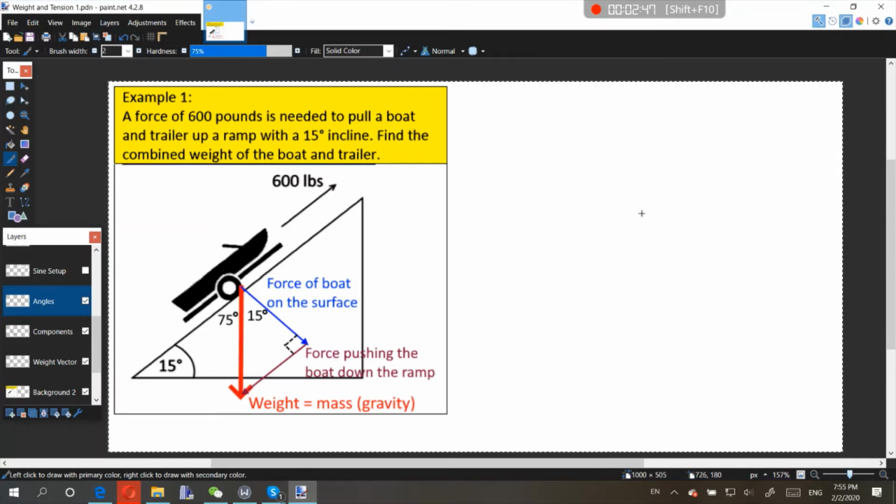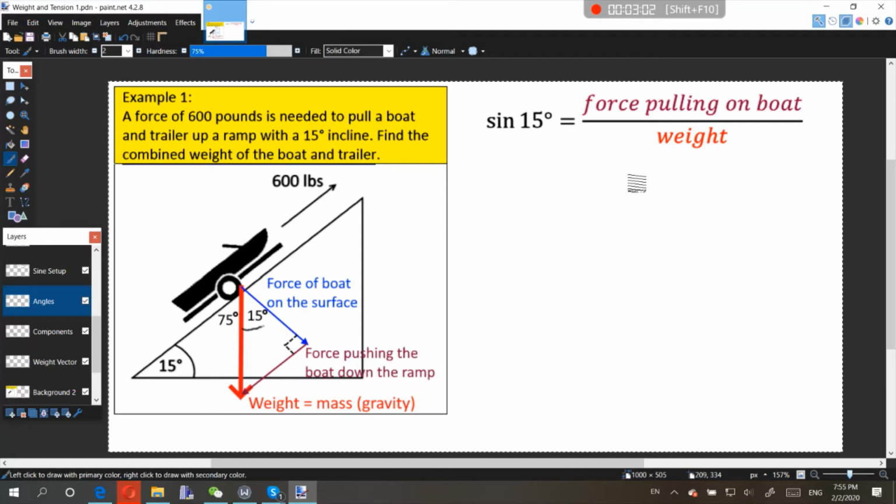Okay, so using that, we can start to set up a sine or cosine relationship to solve for either the force of the boat on the surface or the force that's pushing the boat down the ramp. So my sine setup will look something like this. The sine of this 15-degree angle right here should be my opposite over hypotenuse. So that would be this purple line here, the force pushing the boat down the ramp, divided by my red line here, my hypotenuse, which is the weight.